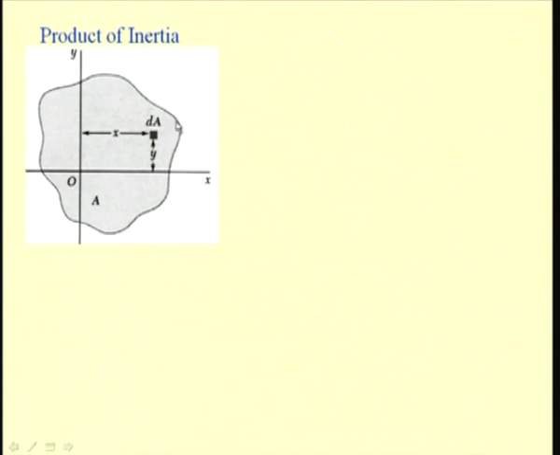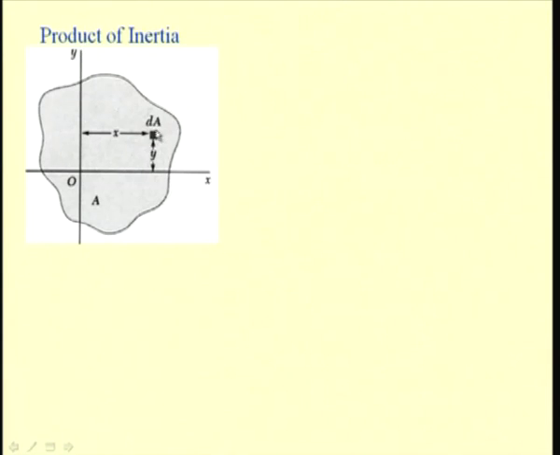So we will see theorems that help us determine the second moment of a given area when an axis is rotated. And in order to compute that, we also need the concept of product of inertia. So first we define this product of inertia as follows: for a given area, we consider this small element dA, which is situated at a distance of x and y from the axes x as well as y.